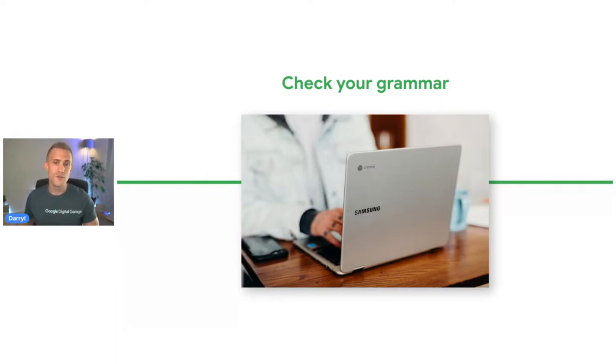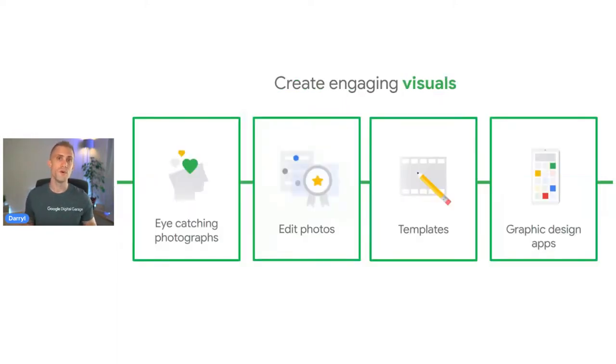So when it comes to creating engaging visuals, the first one that we're going to think about is how we create eye-catching photographs. Now, we asked the question earlier, how do you cut the copy but keep the same meaning? Well, when it comes to the character accounts, we don't have any power to change that. But what you can do is start adding photos.